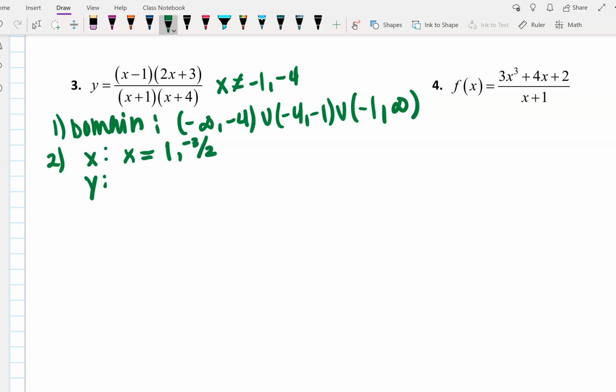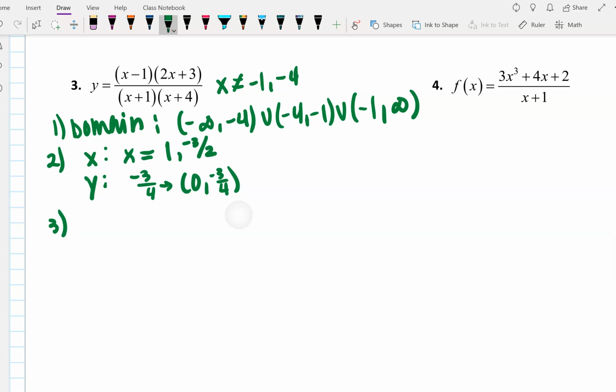And then your y-intercept is when all the x values are set to 0. So when you do that, you end up with -1 times a +3, which is -3, over the bottom, 1 times 4. So your y-intercept is 0, -3 over 4.